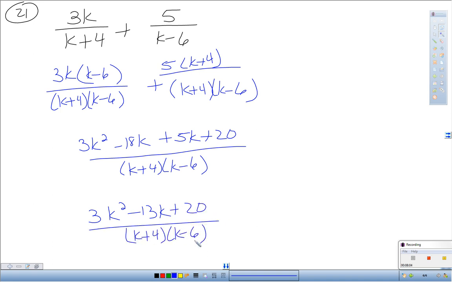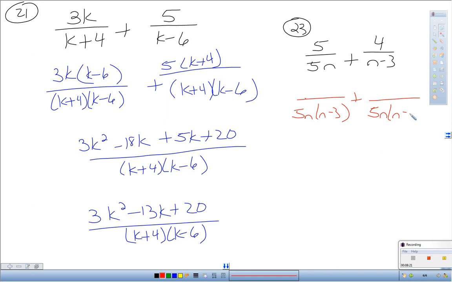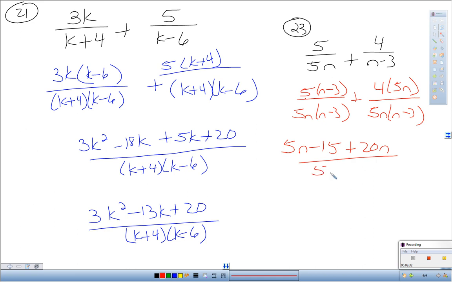All right, for 23, I have 5 over 5n plus 4 over n minus 3. So again, get a common denominator, which in this case would be 5n, n minus 3, and then multiply the numerators by what's missing. This one's missing an n minus 3, this one's missing a 5n. So I would get 5n minus 15 plus 20n over 5n times n minus 3, and then I would end up getting 5n plus 20, so 25n minus 15 over 5n times n minus 3.